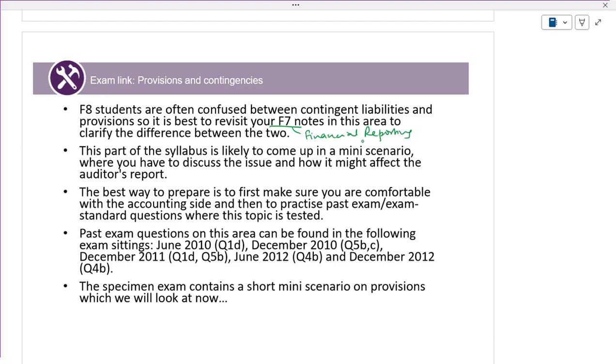This part of the syllabus is likely to come as a small mini scenario. It is not a big question. They will talk about a small scenario. The way is to prepare first, make sure you're comfortable with the slides, and practice. The specimen examination shows it in a mini case.